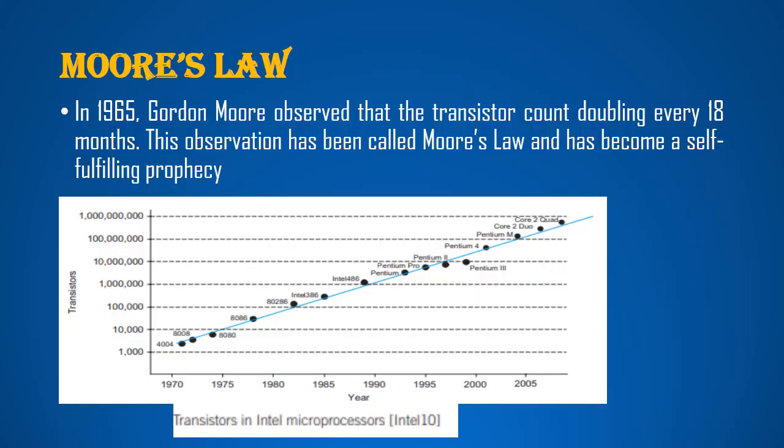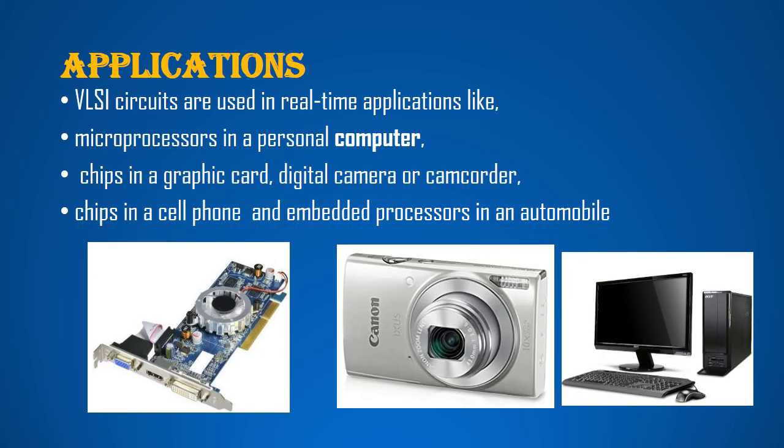Then in the year 1965, Gordon Moore observed that for every 18 months the number of transistors gets doubled in fabricating inside an IC. So this law is called as Moore's law. So according to Moore, the transistor count doubles every 18 months. Then various applications. The VLSI circuits are used in real-time applications like microprocessors in personal computers, chips in graphic cards, digital cameras, camcorders, cell phones, etc.